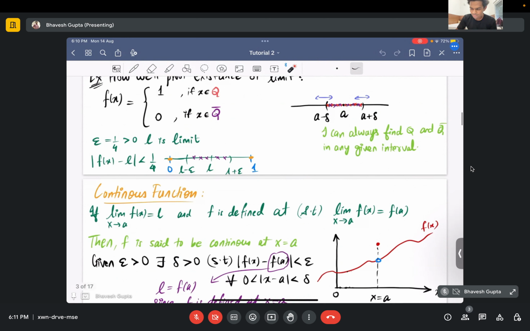If you feel that this is repetitive to you, let me know. Text in the chat box, you write down this is repetitive. We can move forward. Okay.